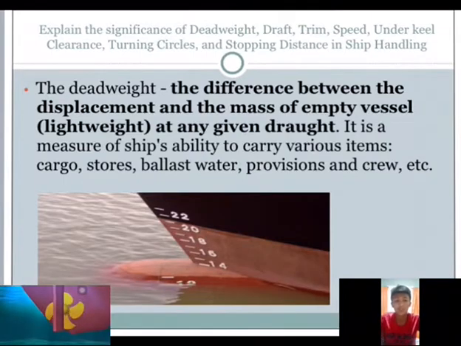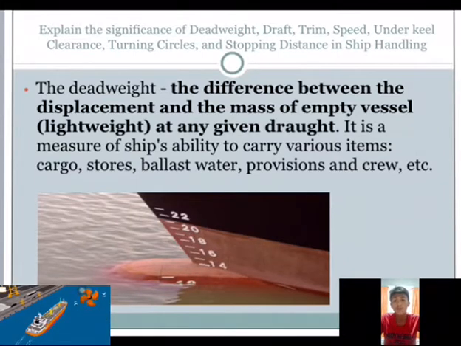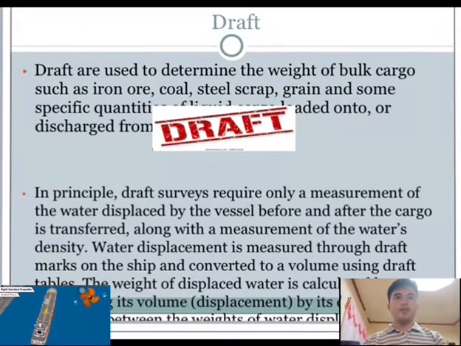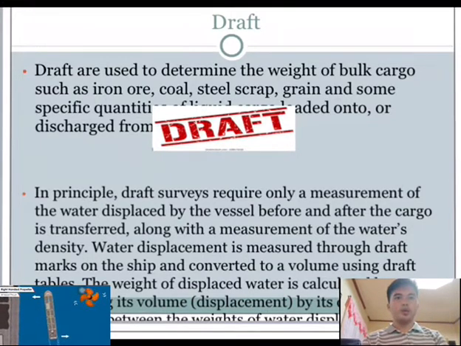The deadweight is the difference between the displacement and the mass of the empty vessel, or lightweight, at any given draught. It is a measure of a ship's ability to carry various items like cargo, stores, ballast water, provisions, and crew. Next, drafts are used to determine the weight of bulk cargo such as iron ore, coal, steel scrap, grain, and some specific quantities of liquid cargo loaded onto or discharged from a vessel.